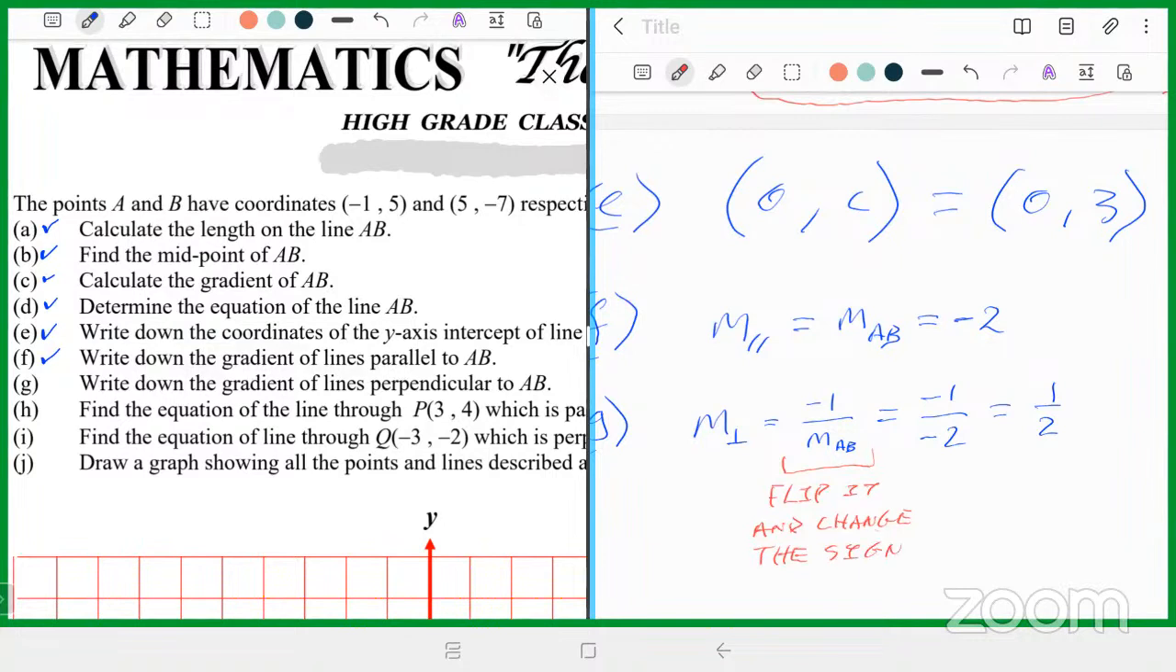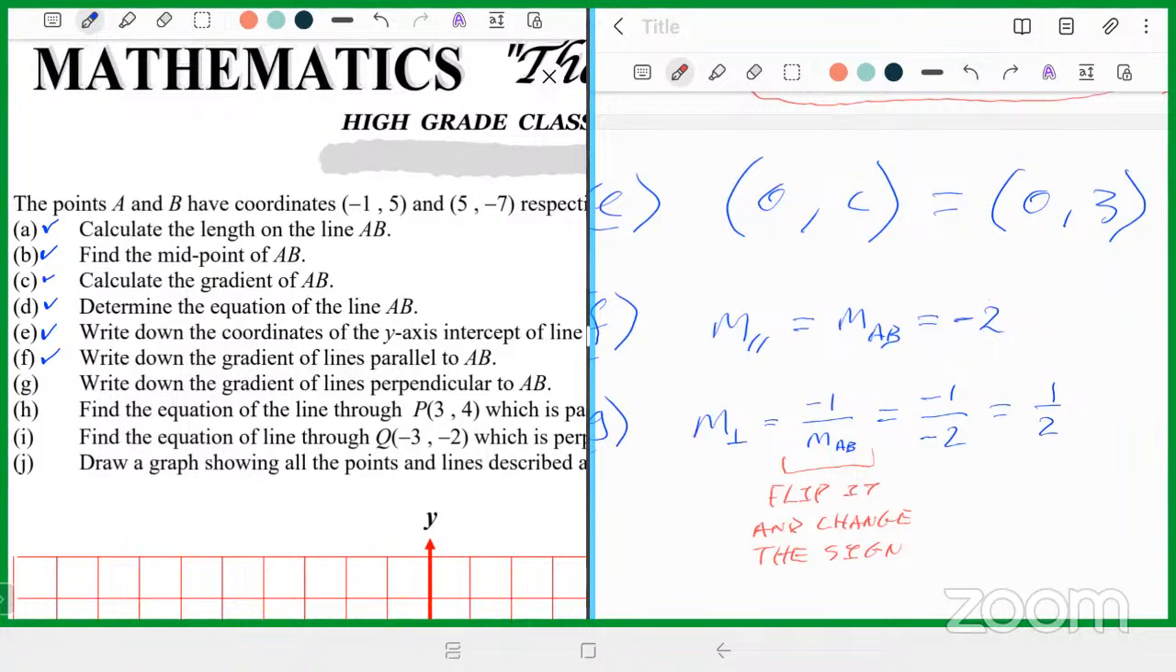What do I mean by the sign? Meaning positive or negative. When two lines are perpendicular, one gradient will be positive, another one will be negative, and they will also be reciprocal of each other. So since this gradient is negative, the perpendicular gradient has to be positive and is reciprocal.